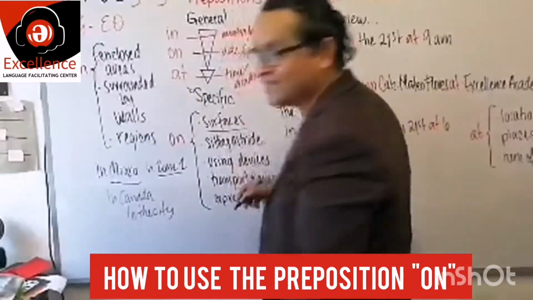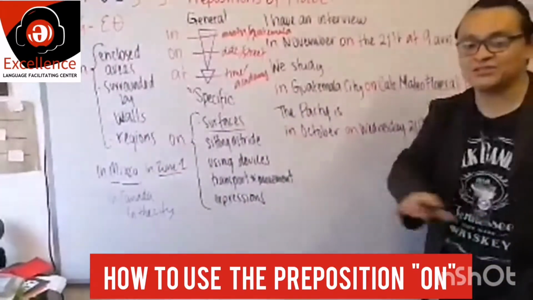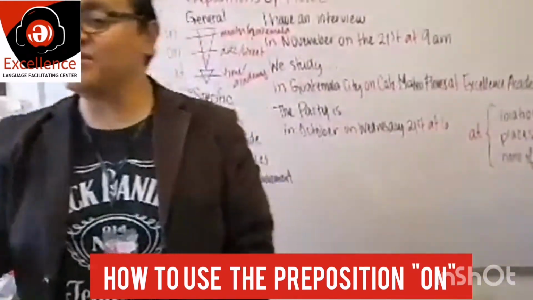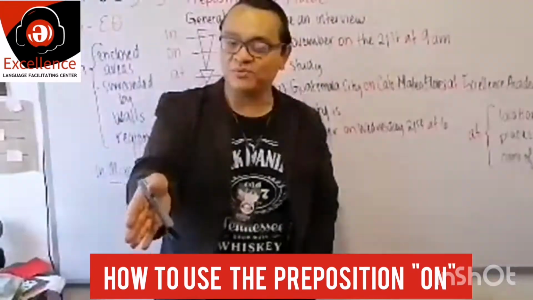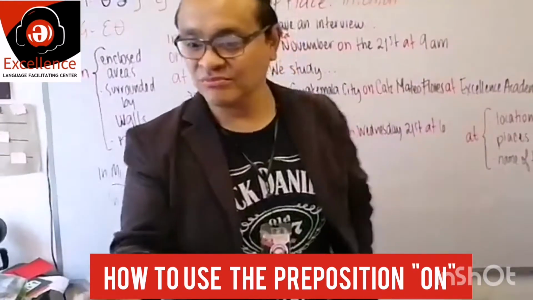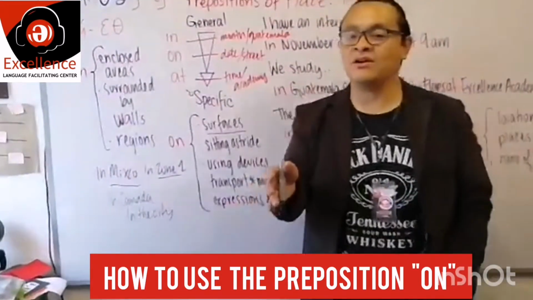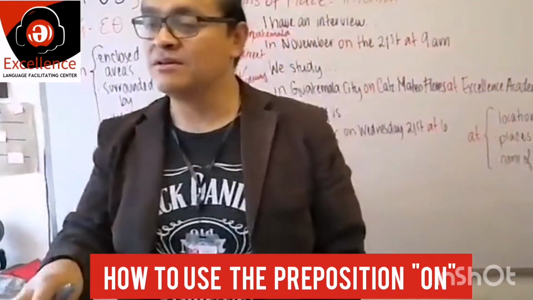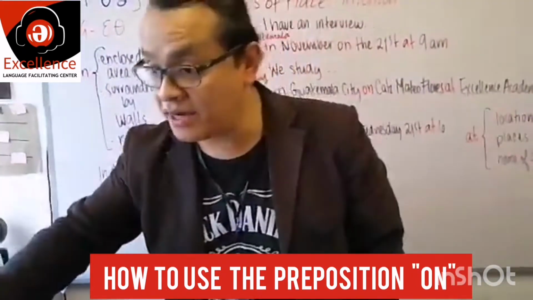Surfaces. What is this? Surfaces. Everybody touch the surface of the table. That's a surface. What's on the table? There are papers and notebooks on the table.